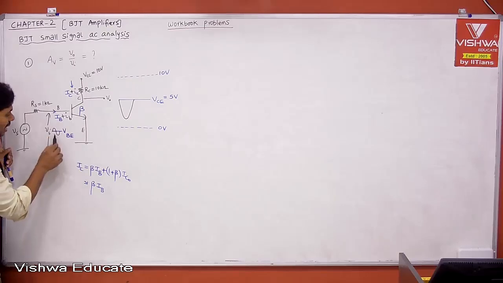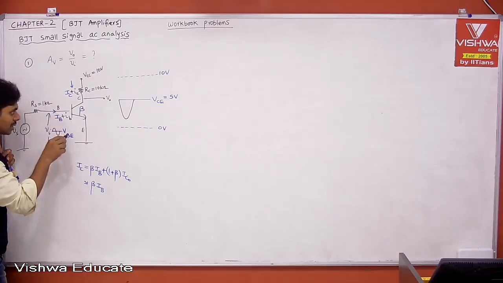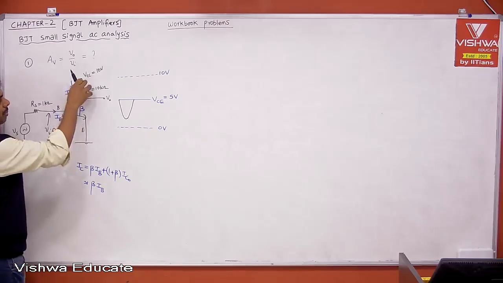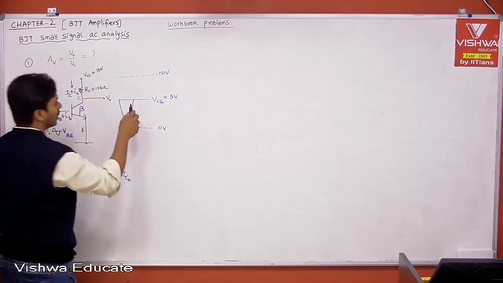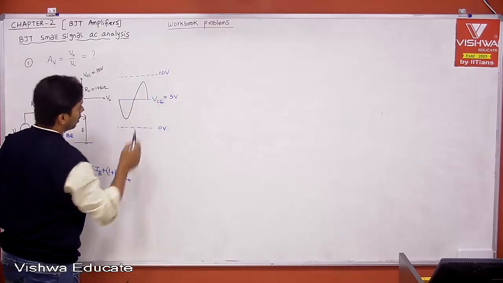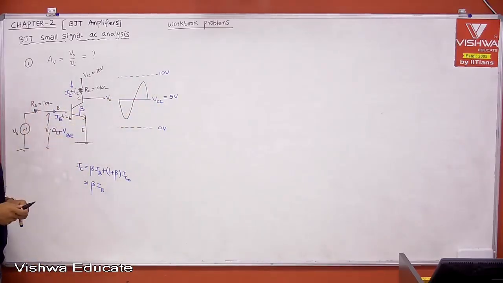Now if you see the next input half cycle, the input is decreasing, then the base current will decrease, the collector current will decrease, the drop across RC will be decreasing, then the voltage at the output of the transistor will increase significantly. Therefore, if you calculate output peak to peak divided by input peak to peak, that is nothing but your voltage gain.